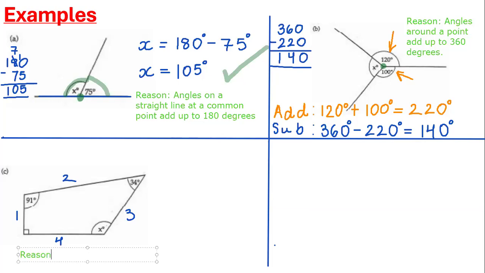The reason is: angles in a quadrilateral add up to what? 360 degrees. So the angles in a quadrilateral add up to 360 degrees. And so that's what we have.